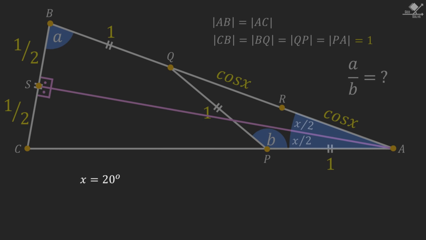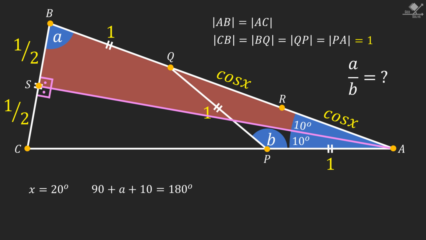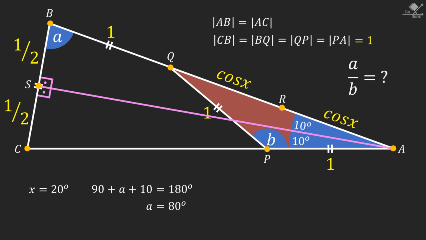Now let's get back to our main question. Knowing that x is 20 degrees, the x over 2 angles will be 10 degrees each. Now focus on this right angle triangle and sum up the internal angles. So angle A will be 80 degrees. Now pay attention to this isosceles triangle. Since base angles should be equal, this angle will be 20 degrees. So let's sum up the internal angles of this triangle. From here, B will be 140 degrees.